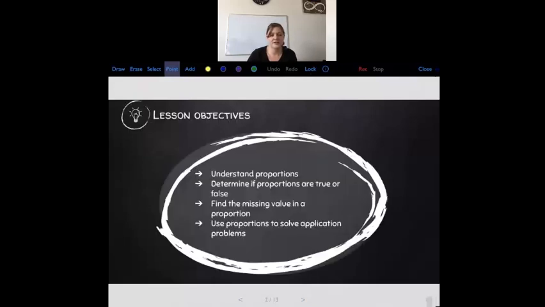So in this objective, or in this lesson, we'll understand proportions. We'll learn how to determine if proportions are true or false. We'll learn to find the missing value or solve proportions, and then we'll use proportions to solve application problems.